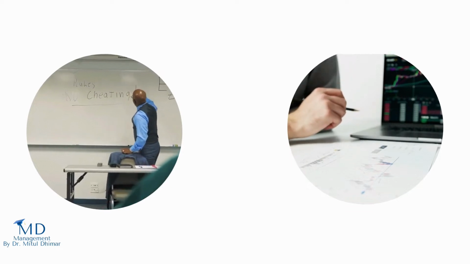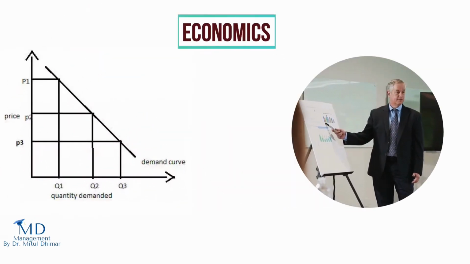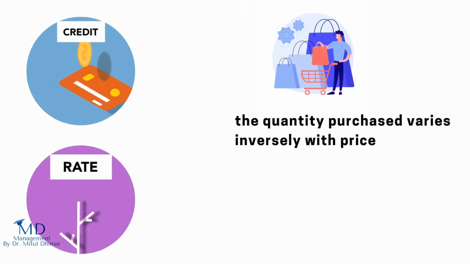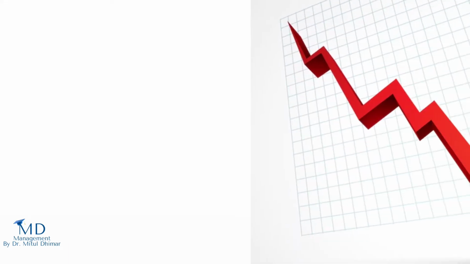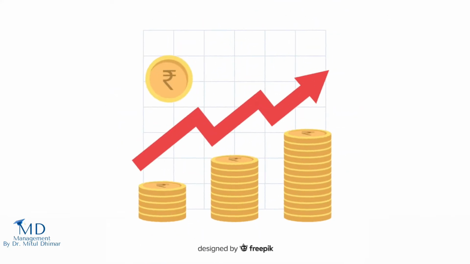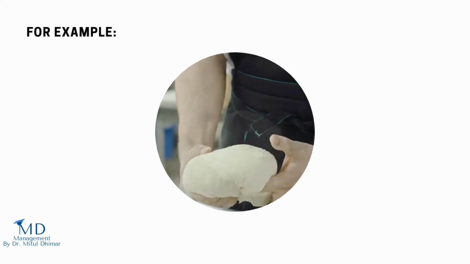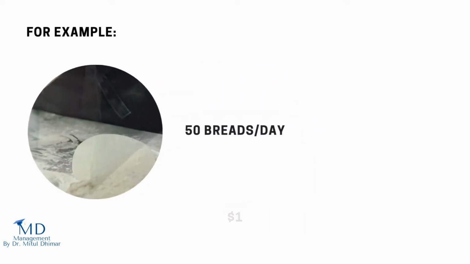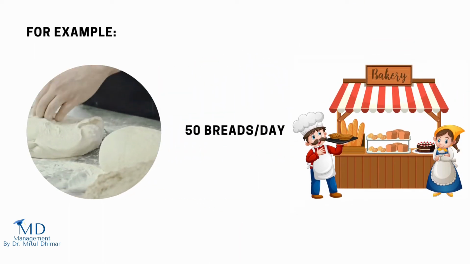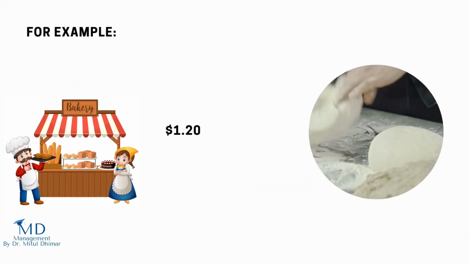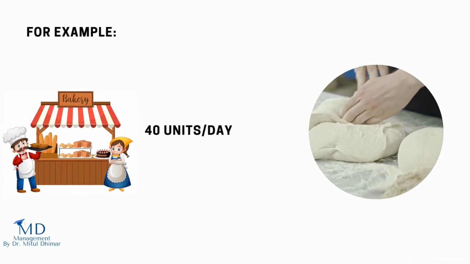The law of demand is a fundamental principle of economics. The law of demand states that the quantity purchased varies inversely with price. In other words, the higher the price, the lower the quantity demanded, and the lower the price, the higher the quantity demanded. For example, a baker sells bread rolls for $1 each. They sell 50 each day at that price. However, when the baker decides to increase the price to $1.2, they sell only 40.